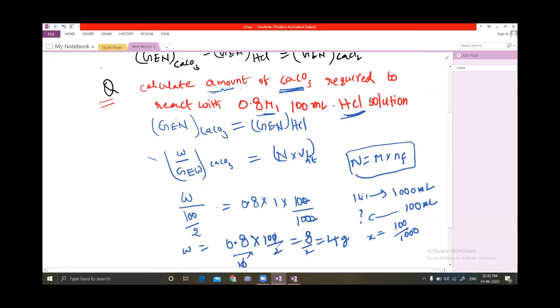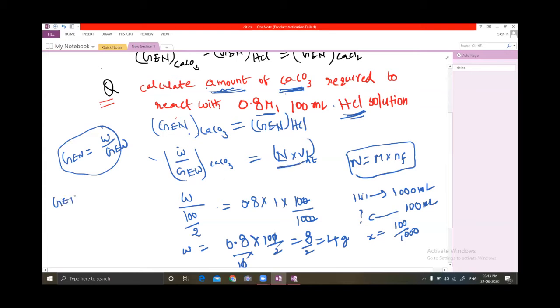But here they are asking for an amount. What is the amount-related equivalent number formula? Amount means weight, sir: weight by gram equivalent weight. So I choose this formula in place of CaCO3 because they're asking for weight. But they have given HCl volume and molarity, so I have to choose N into V only. This is the only formula for gram equivalent number.